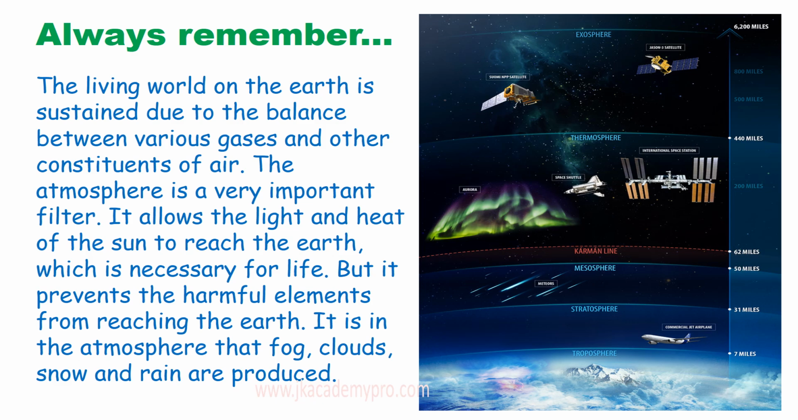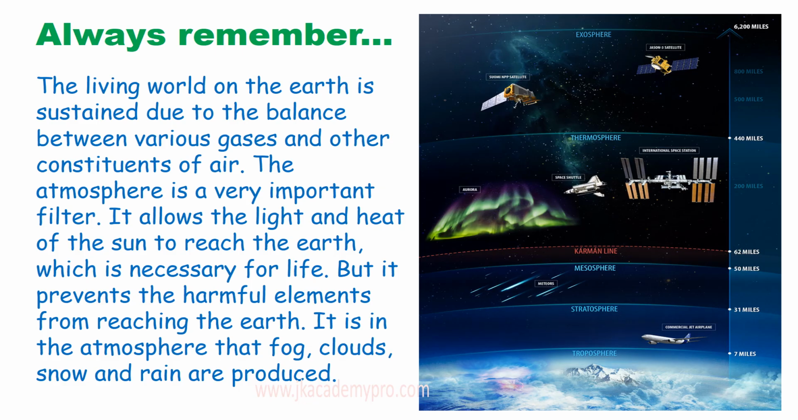We just learned that air comprises many gases and each of these gases has a fixed proportion. That is, the percentage that it is present in the air is fixed. Now, the living world on the earth is sustained, that is, it can live on this earth, due to the balance between various gases and other constituents of the air. All these gases should be in their fixed proportion. It should not be more than what is required or less than what is required. Otherwise, all living things will not be able to live on this earth.